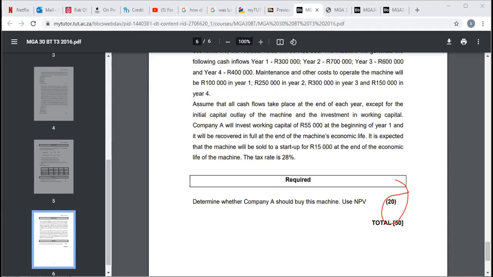So company A invests R1 million in a machine, right? The company A cost of capital is 10%. We can't see where you're reading. Can you please scroll down?